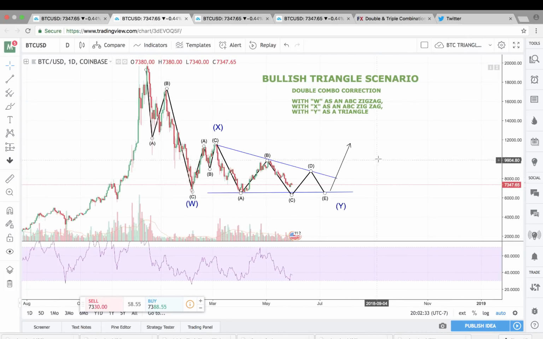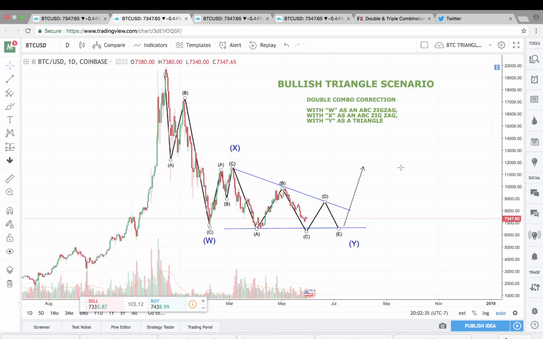This is going to be the bullish scenario. Now previously I didn't have a bullish scenario that I could stand behind because I wasn't actually aware that we could end a correction, in this case in a triangle. Now I did some research and I found from a website, not sure how reliable it is to be honest, that in a double combo correction, the second correction of the double combo can be a triangle. So in this case we have a double combo being a W, X, and then a Y. The W being a ABC zigzag, the X wave being another ABC zigzag, and this Y wave being a triangle.